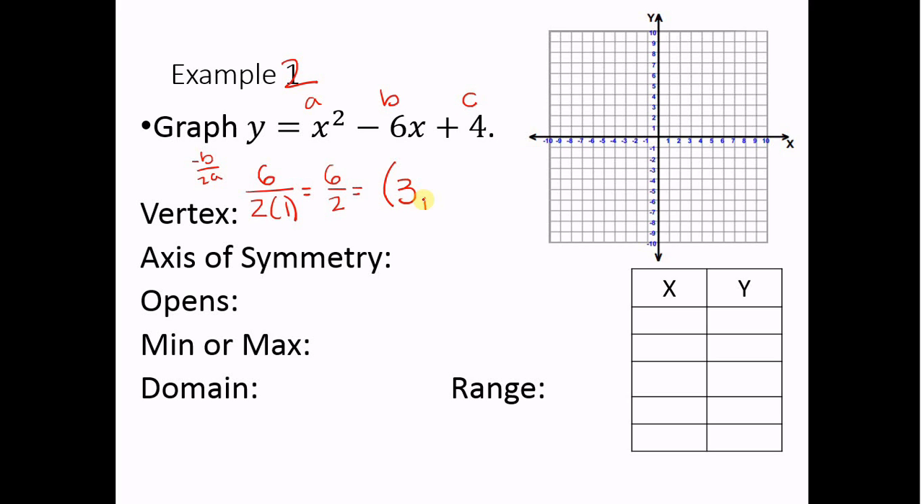Now, what is my y value? So let's take that 3 and let's plug it in for x. 3 squared minus 6 times 3 plus 4. 9 minus 18 plus 4. That's -5 once you did the math there. Alright, so that's going to be my middle of my graph there. So I need to pick some numbers bigger and smaller than 3. That would be 1 and 2 and 4 and 5, right?